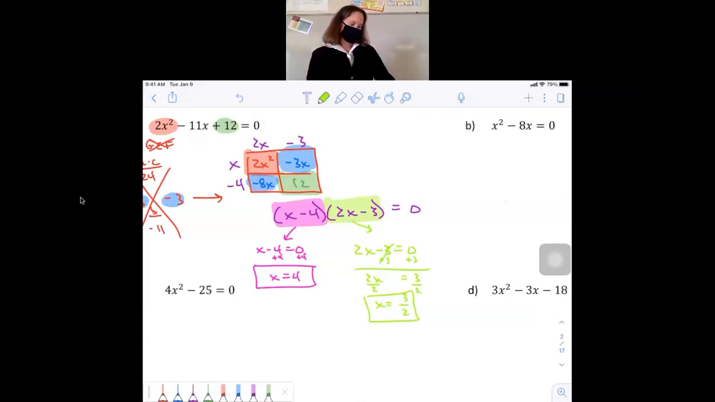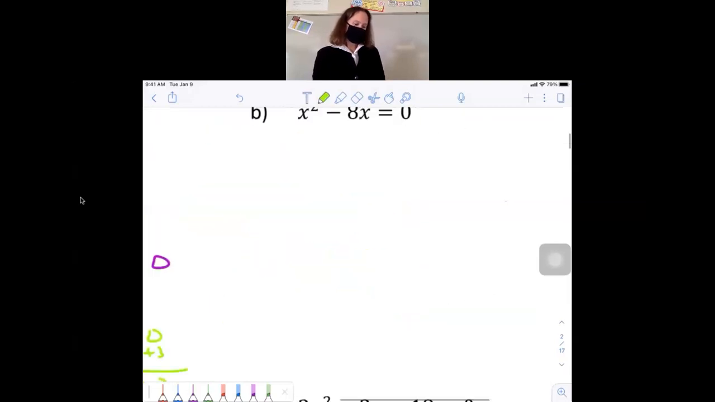Those are your two answers. X equals 4 and x equals 3 halves.